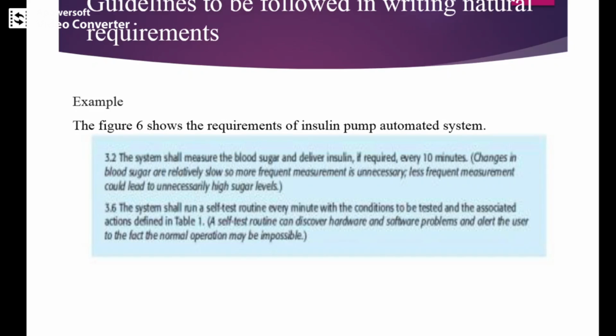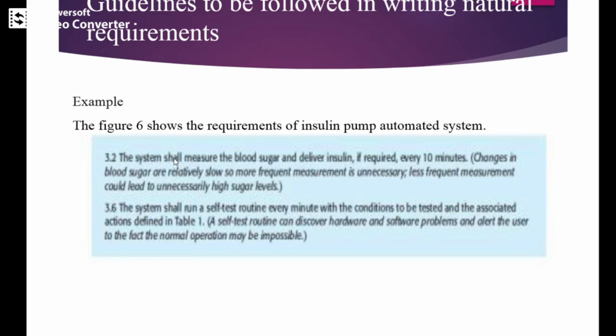Now we have one simple example for the requirements of an insulin pump automated system. Requirement 3.2: The system shall measure the blood sugar and deliver insulin if required every 10 minutes. Requirement 3.6: The system shall run a self-test routine every minute with the conditions to be tested and the associated actions defined in table 1. So this is written in natural language only.